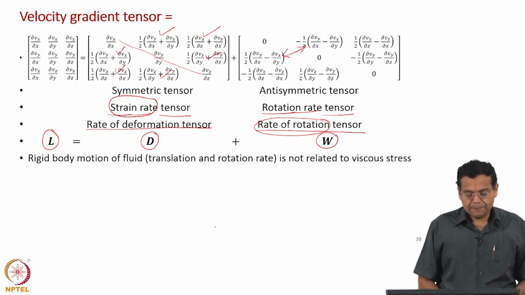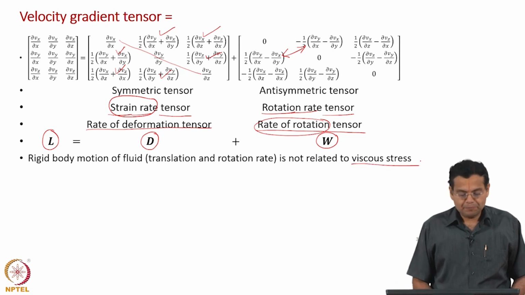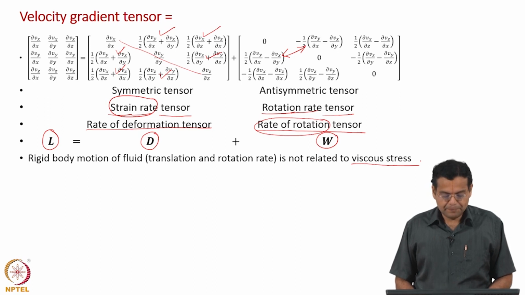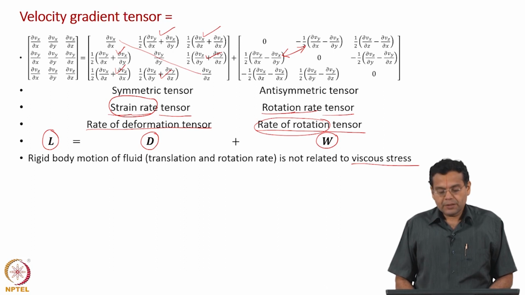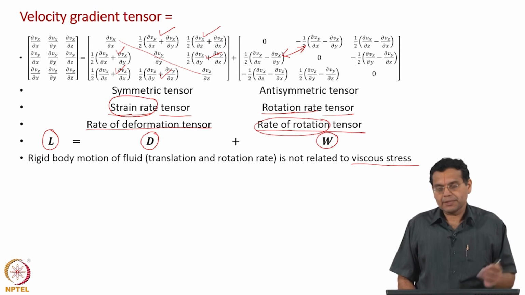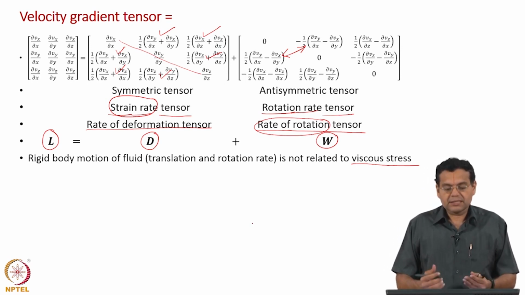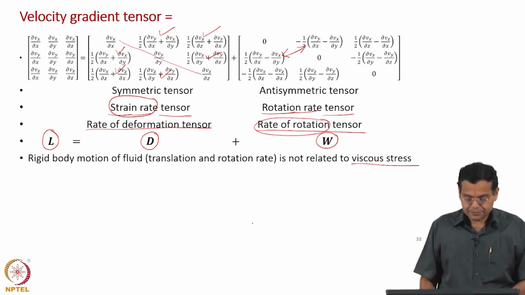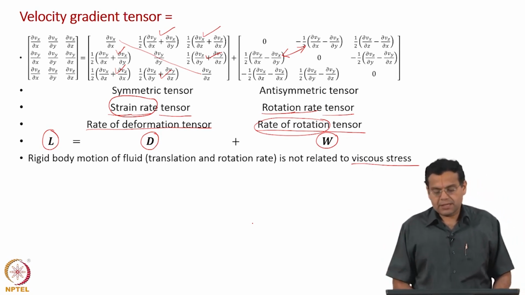Rigid body motion of fluid is not related to viscous stress. What does that mean? Remember, our objective was to relate the viscous stress tensor to the velocity gradient, and then to understand velocity gradient we went to solid mechanics and understood displacement gradient. We come back to fluid mechanics and then discussed rate of deformation, velocity gradient, etc. Now, what has to be related to the viscous stress?